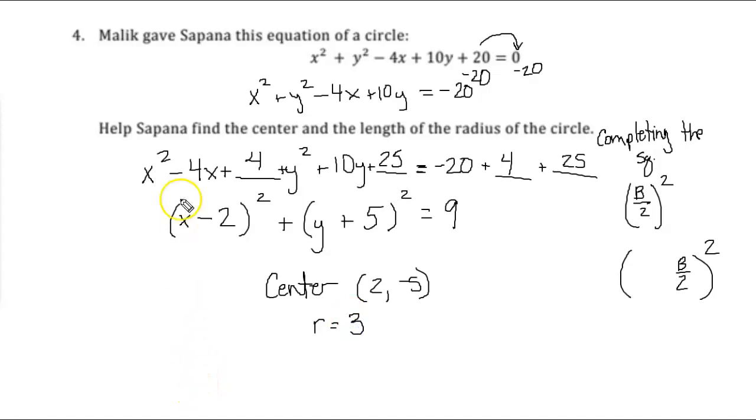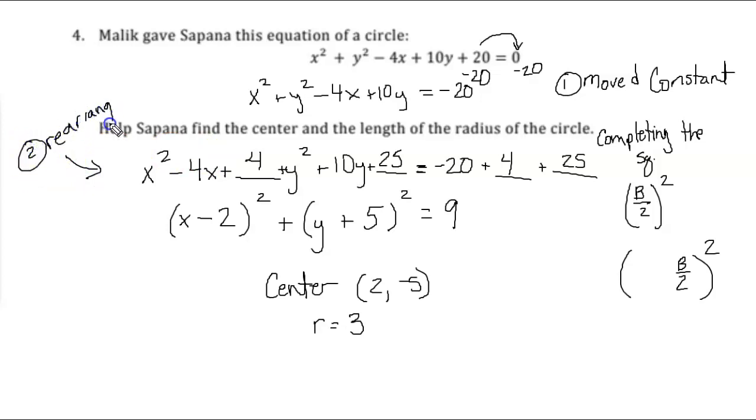If you think about the steps that Sapana went through to do this, just doing what Malik did backwards, the first thing she did was move the constant over to the other side. He had moved it over last, and we wanted to move it over first. Then she had to rearrange the terms because the x's and the y's were all mixed up. We needed to get our x's together, and we needed to get our y's together.